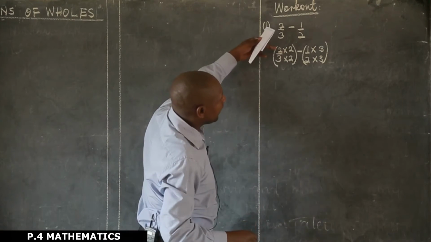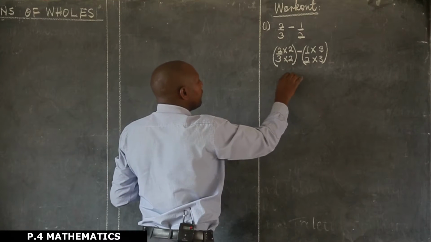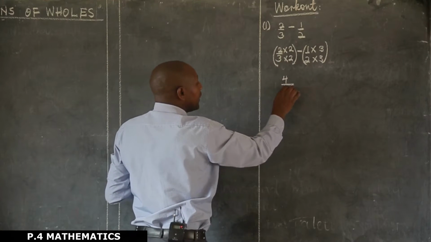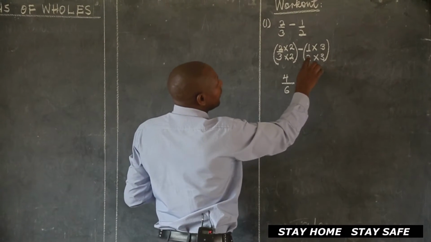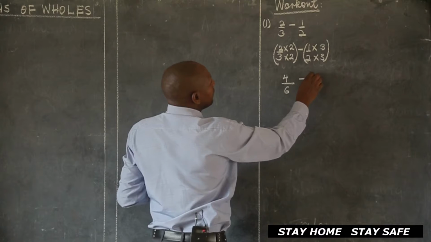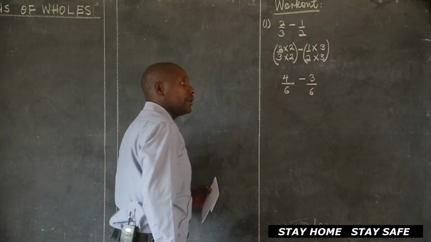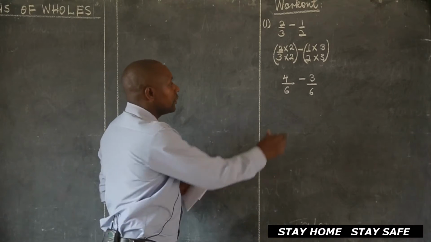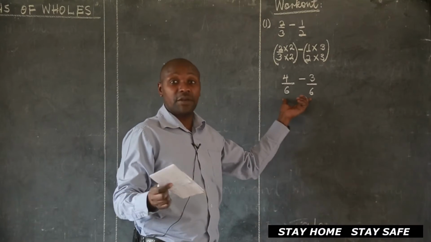So here we shall multiply a numerator times a numerator, which is 2 times 2, and this gives us 4, out of the denominator times the denominator, 6. Take away 1 times 3. Yes, you get 3 out of denominator 6. I told you we use equivalent fractions so that we come up with the same denominators.